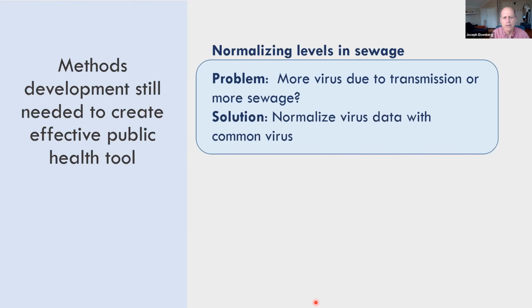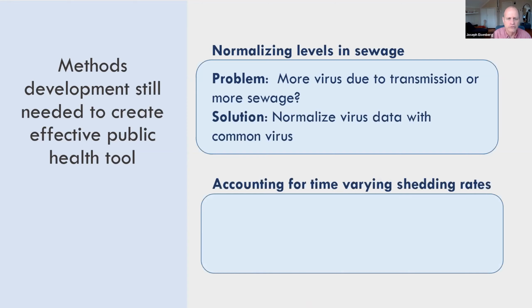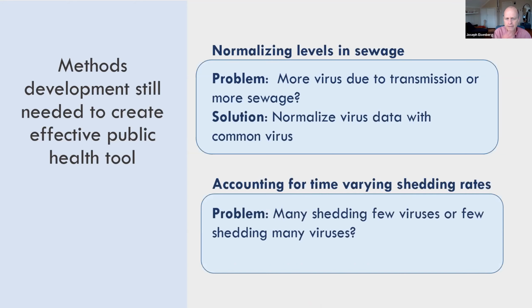The solution that has been found is that we need to normalize the virus data with more common viruses that are transmitted through food, for instance, that really represent how much sewage there is in the system, and thereby, if we normalize our virus data with that, we get a much more accurate and less biased estimation of the temporal trends of transmission of SARS-CoV-2.